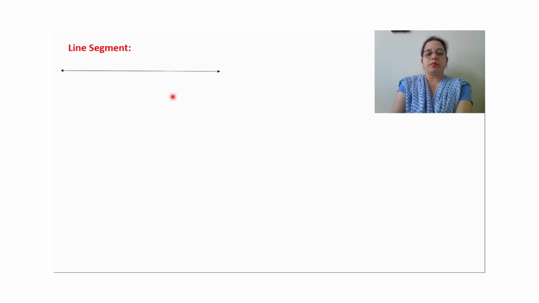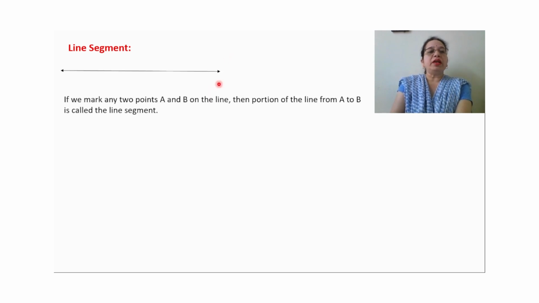Now come to the line segment. Everybody knows that this is the figure of a line. So if we take any 2 points on this line, then the portion of a line from A to B is called a line segment. So let us take 2 points A and B on the line. So the distance from A to B, or distance between A and B, is known as line segment. This is the actual figure for line segment, and here we can see that A and B are two fixed points, or we can say two end points.